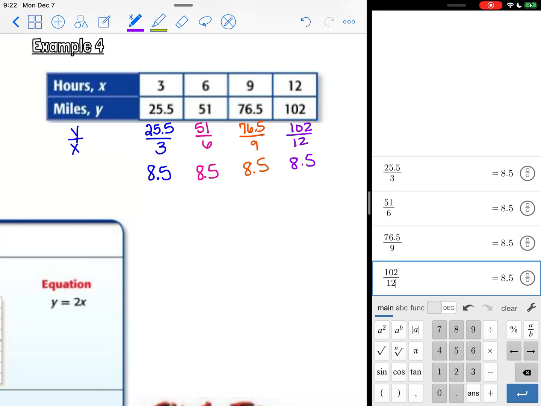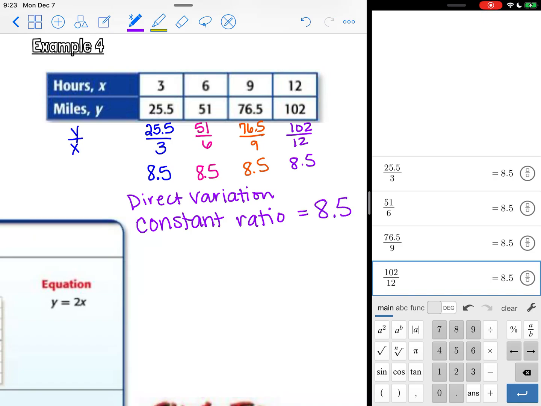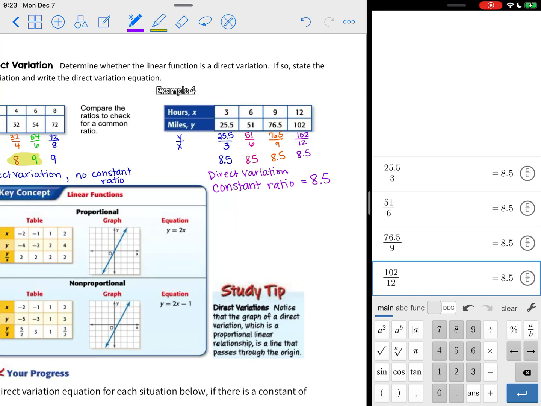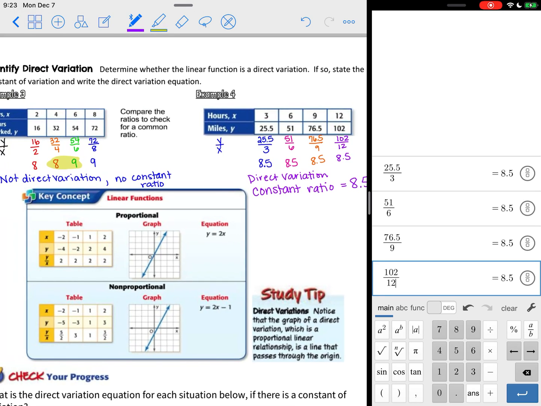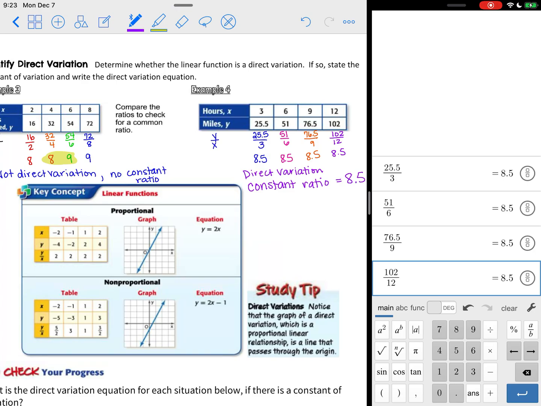So this one is direct variation because it did have a constant ratio, and that is called the constant ratio, also known as the constant of variation. So the constant ratio here is 8.5. So I wanted to find that constant ratio, and this one was 8.5. So every single one in the table had that same thing. The previous one did not.